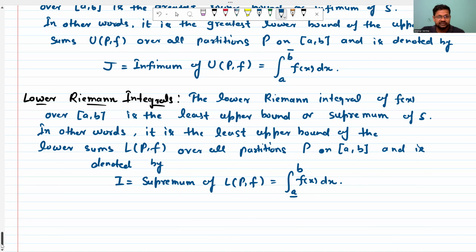So this is the notation: I represents the lower Riemann integral and J the upper Riemann integral, with a bar below or above the integral sign, whichever way you want to say it. The function will be Riemann integrable if this supremum and infimum are equal. It means the lower Riemann integral should be equal to the upper Riemann integral. Then the function is said to be integrable, and the value of the integration is either of them; we can take either as the value of the integral.